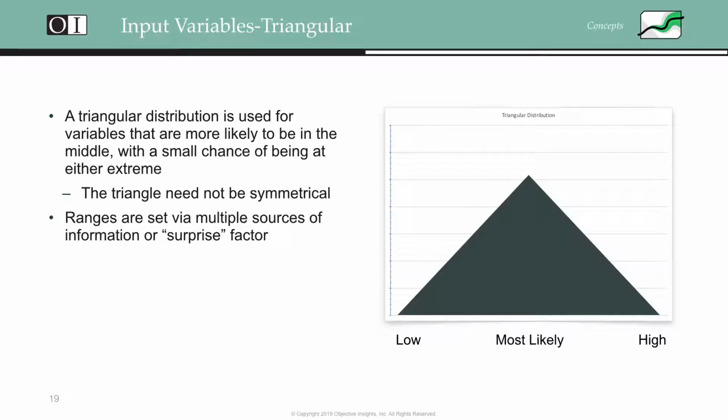One way that we typically set these variables is by using the surprise factor. If you ask somebody, for example, what the temperature is outside, the temperature that they answered would be the most likely. But then you could ask them what would surprise them if it was actually warmer than X. That would be the high value. And then you'd ask them what would surprise them if it were lower than Y. And that would be the low value.